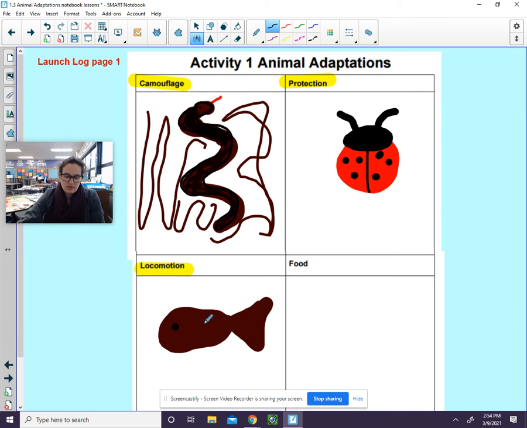And I'm going to give it some scales, because it has some slime on it that helps it swim fast in the water.